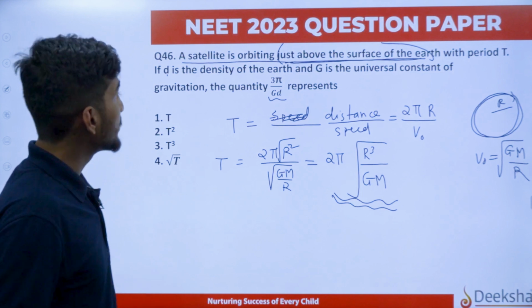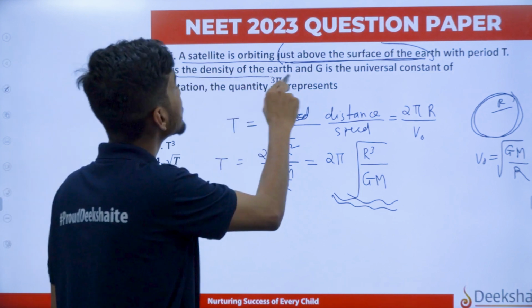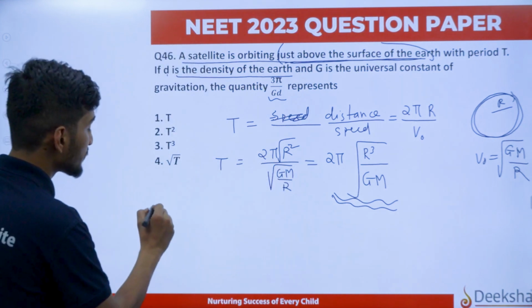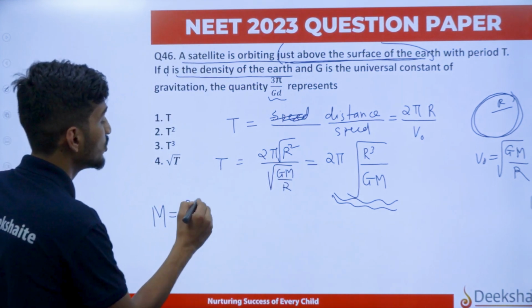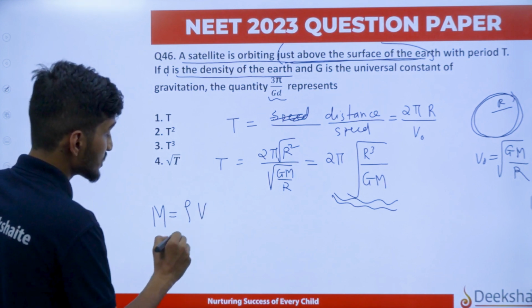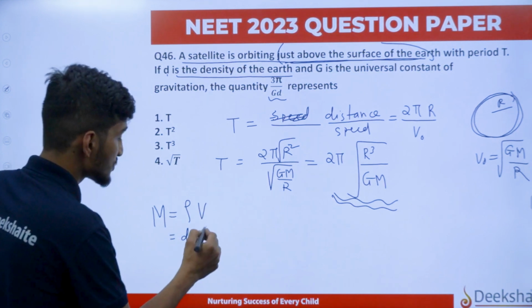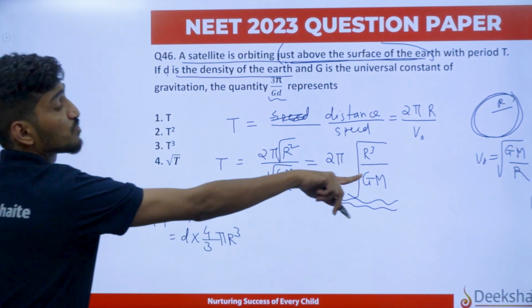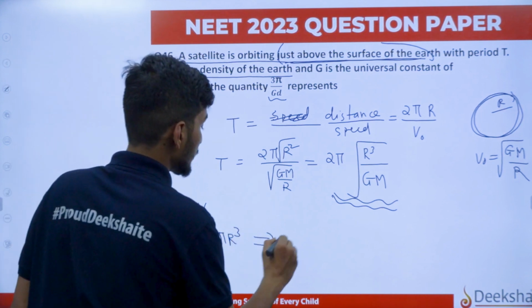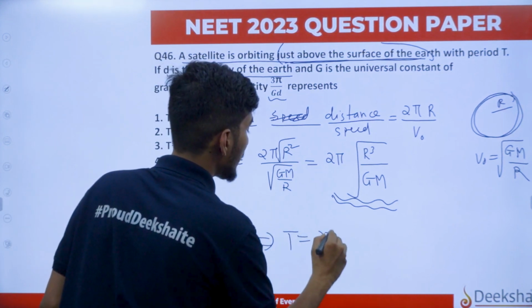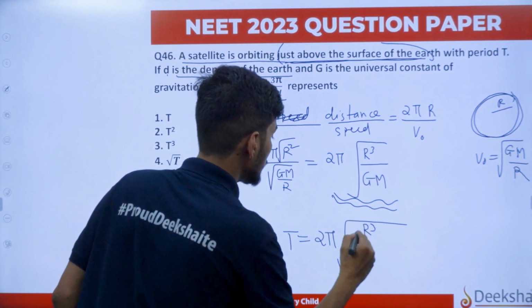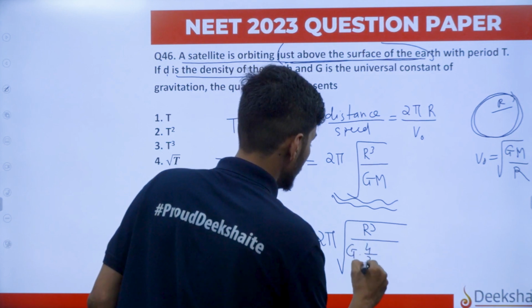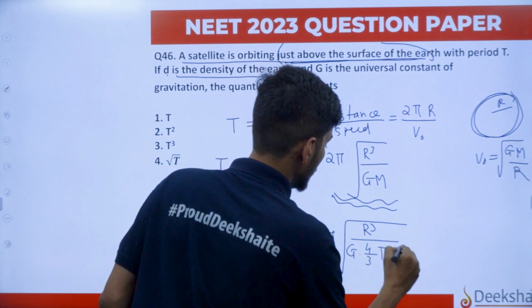Okay. Now what do we do? Somehow try to introduce density into the mix. How will we do it? By using mass. Mass is going to be volume into density. So I'll just write this as d into, since Earth is a sphere, 4 by 3 pi r cube is the volume of Earth, and that is what I'll write here. Okay. So from here, time period comes out to be 2 pi root of r cube by G into 4 by 3 pi r cube into d.